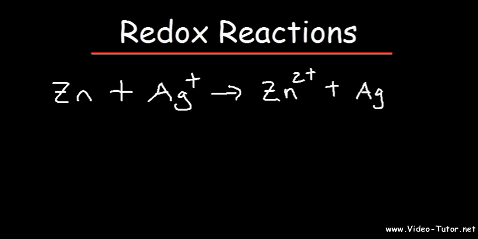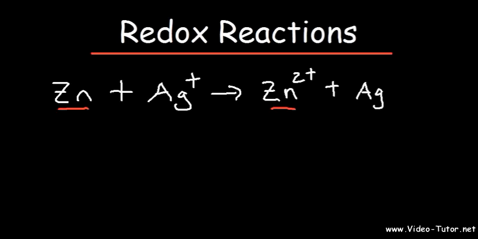In this video, we're going to focus on balancing redox reactions. So first, we're going to work on just simple reactions between metals and metal cations. Then we're going to work on balancing redox reactions under acidic conditions and in basic conditions. So let's begin. Now the first thing we're going to do is separate the reaction into two half reactions.